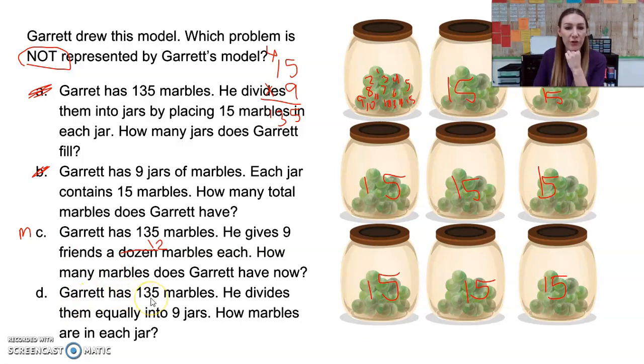Garrett has 135 marbles. Yes. He divides them equally into 9 jars. Yes, he did that. How many marbles are in each jar? So we could also use that word problem for this picture. So I'm pretty confident now that answer choice C is our correct answer.